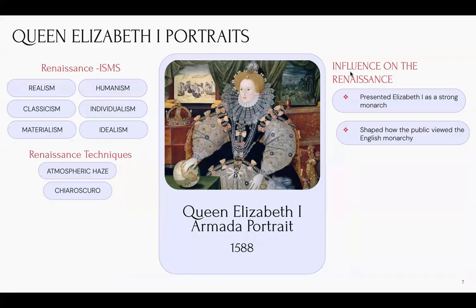But of course, what largely made George Gower well known were his paintings of the Queen, specifically the Armada portrait painted in 1588, and he portrayed realism, humanism, individualism, materialism, classicism, and idealism as he demonstrates an ideal image of the Queen, and he used techniques like atmospheric haze and chiaroscuro. And this painting heavily influenced the Renaissance by presenting the Queen as a strong monarch and shaping how the public viewed the English monarchy.